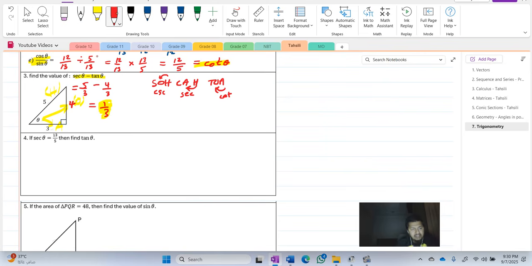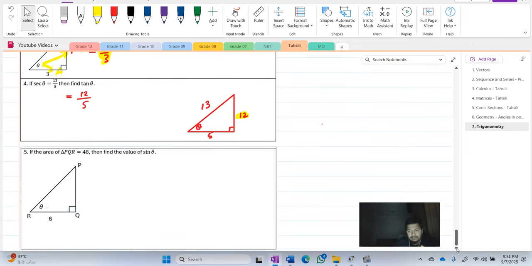If sec theta equals 13 over 5, then find tan theta. Now you have to draw your own triangle here and solve this problem. Drawing my own triangle, remember sec is hypotenuse over adjacent. So I've got hypotenuse is 13, adjacent is 5, and that's the angle theta. So what's the opposite? The opposite is 12 because it's a 5, 12, 13 triangle. Now what is tan theta? Tan theta is 12 over 5. That's it, and we're done. Make sure to draw the triangle.